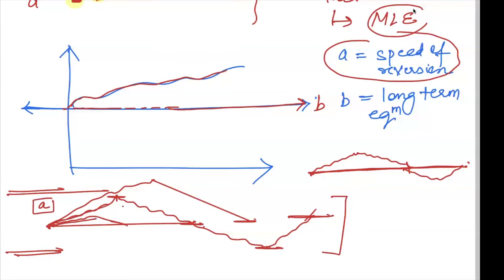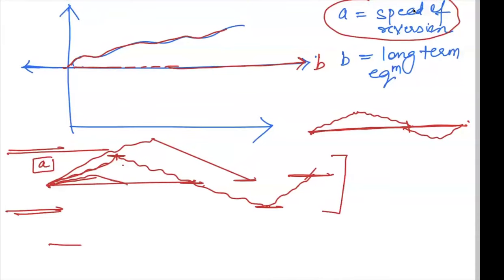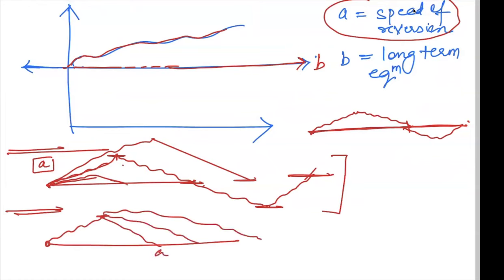Did you guys understand this concept? So let's say this is the long term mean, and right now the interest rates are here. So it can come like this, like this, or like this, at different values of A. So this A basically tells how fast this interest rate will come back to the equilibrium. Did you all understand or not?